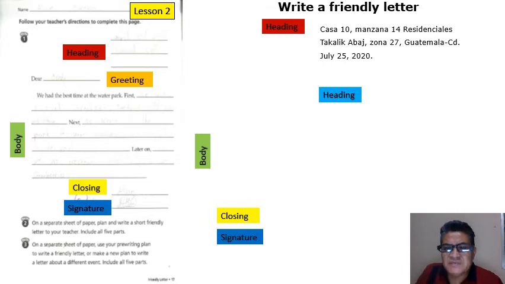This has to be written in Spanish because it is international, and it is not a good idea to translate it. Then there's the greeting. The girl is called Michelle. So we go, Dear Michelle.